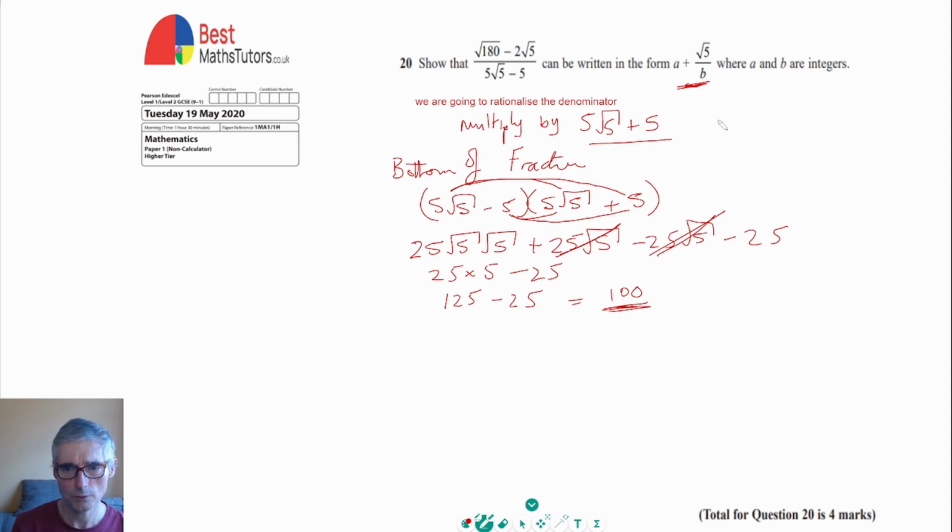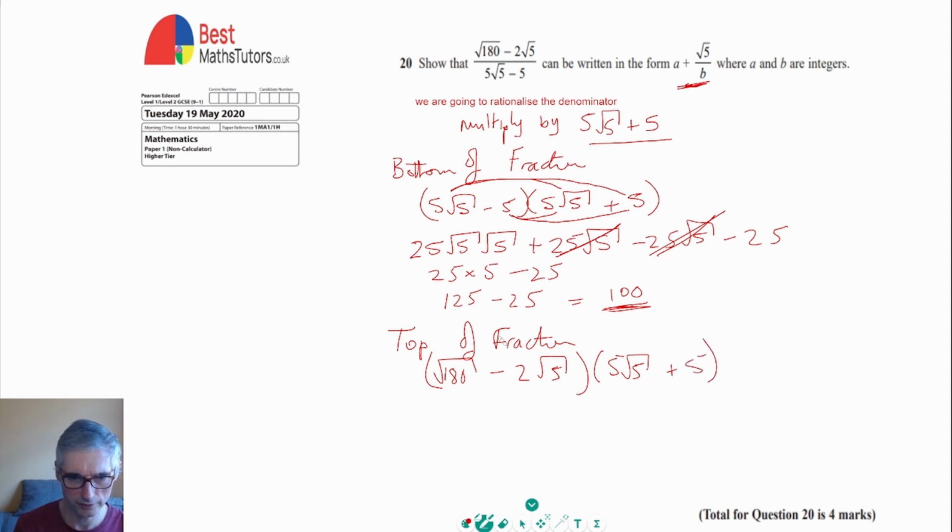Now, when I multiply a fraction, for it to still have the same value, I've got to do the same thing to the top of the fraction as well. So for the top, I've got root 180 minus 2 root 5. I'm going to times that by exactly what I timesed the bottom of the fraction by. So that's going to be 5 root 5 plus 5.